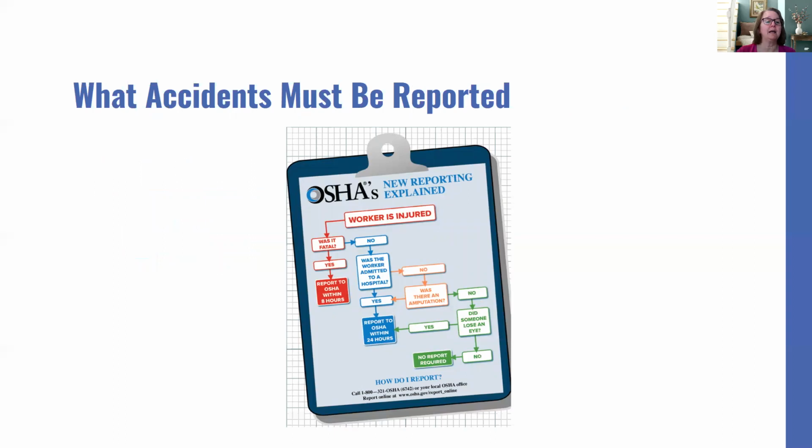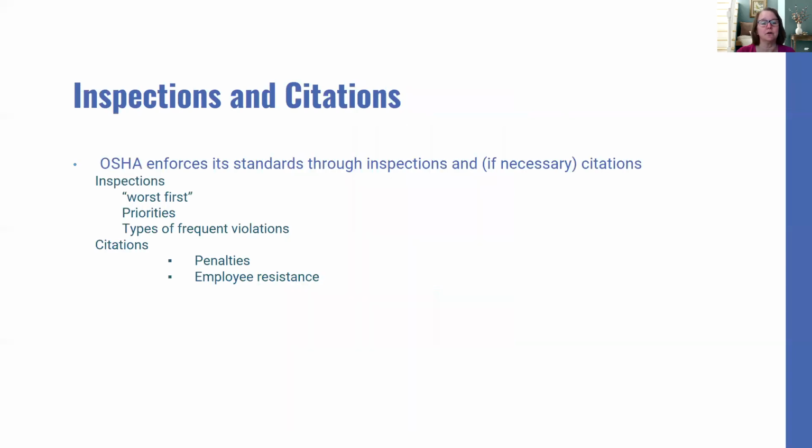So OSHA has posters that must be put up showing what constitutes an OSHA required reporting injury. OSHA enforces its standards through inspections and, if necessary, citations. The inspections are usually unannounced, and they may conduct warrantless inspections without an employer's consent. They may also inspect with an authorized search warrant.